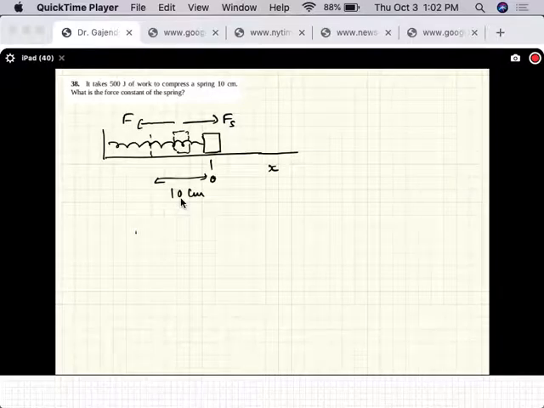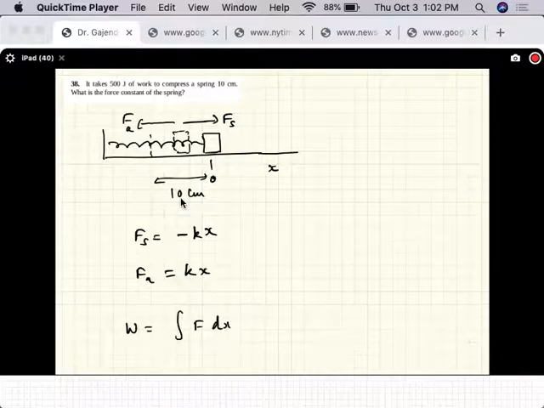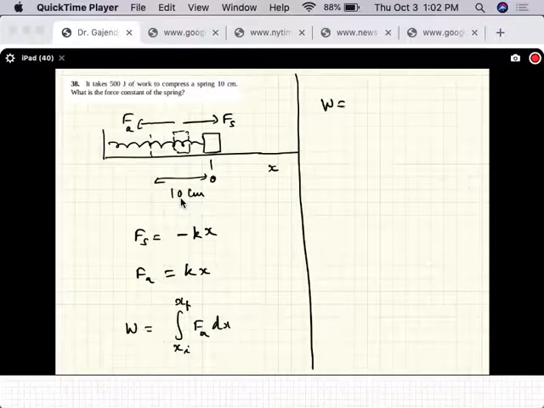Okay, the spring force is given by minus kx, so we'll call it the applied force. The applied force is kx. All right, so the work done by the applied force is the integral of F dx. And what are you doing? You're going from this initial position to that final position. So the work done by you is the integral of kx dx from 0 to x final. You compressed it from 0 to the final x position.